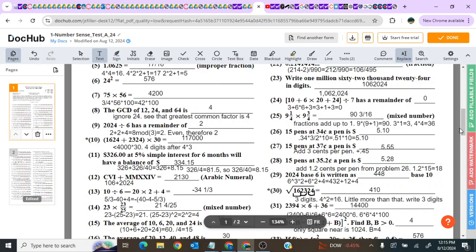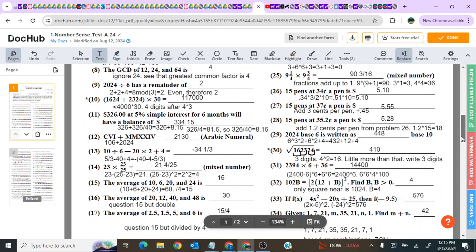29, 2024 base 6 is what in base 8? Well, how bases work is that this is equivalent to 6 to the power of 0 times the number, 6 to the power of 1 times the number, 6 to the power of 2 times the number, 6 to the power of 3 times the number. So 6 cubed times 2 plus 6 squared times 0 plus 6 times 2 plus 4 times 1 will get you, if you add them all together, 448.